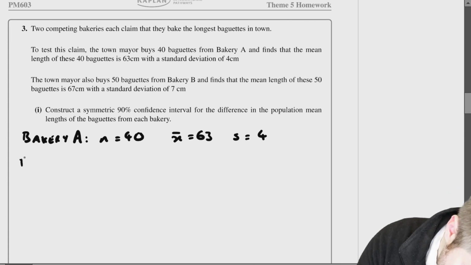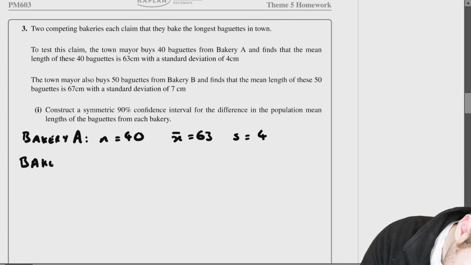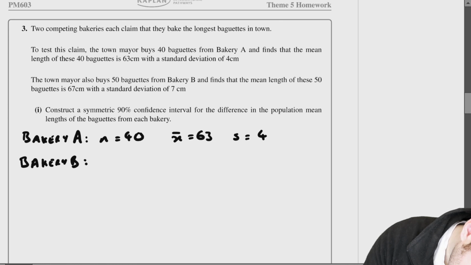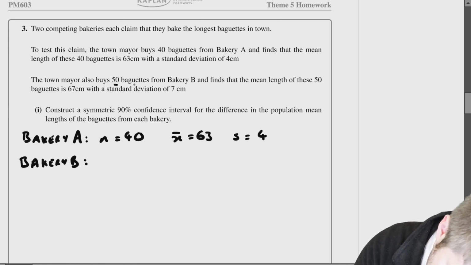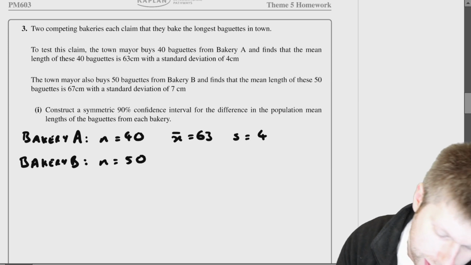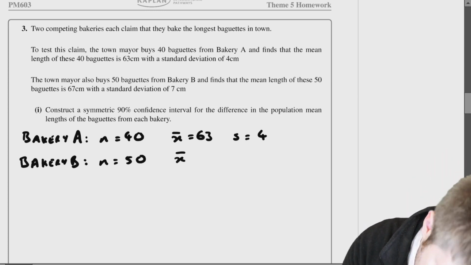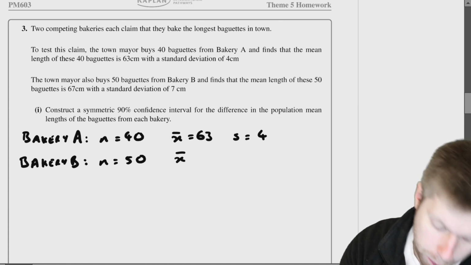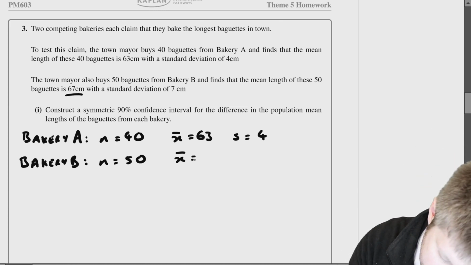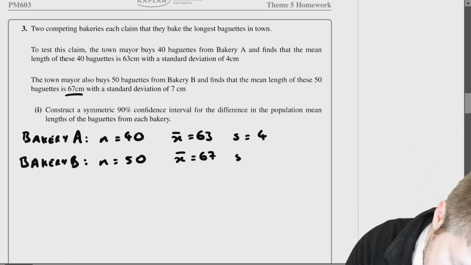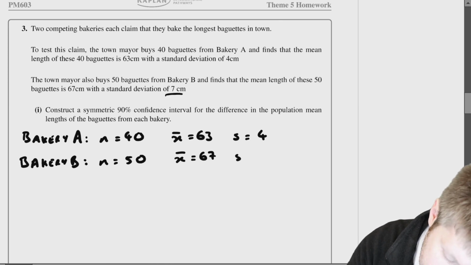If I go for bakery B, okay, so the other set of data that I've got, they buy 50 baguettes. Okay, so n is 50, it's a slightly bigger sample for bakery B, and they find the mean length, and again it's of the 50 baguettes, therefore it's sample mean, that's 67, and the standard deviation, again of the 50 baguettes, that's sample standard deviation, is equal to 7.